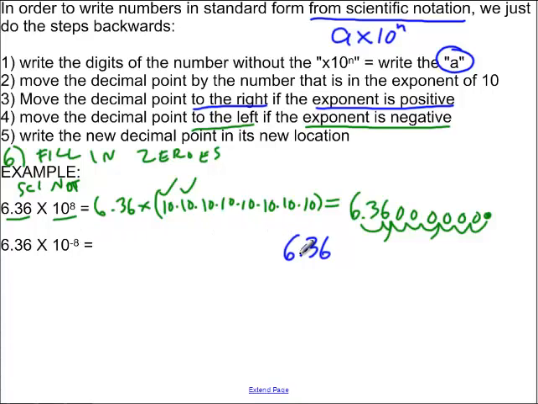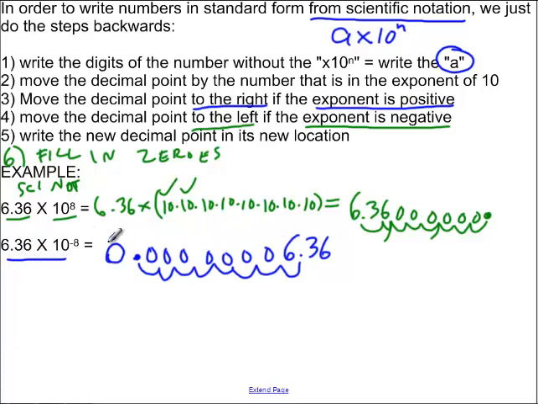I'm going to move it 8 spaces, but I'm going to move it to the left because that negative 8 is negative. So I can move this 1, 2, 3, 4, 5, 6, 7, 8. There's my new decimal point, and then I fill in all these zeros here. Step number 6, fill in all the zeros. So here's my zeros, 0.00, and we probably should put a 0.000, but here's the standard form version of this scientific notation number.